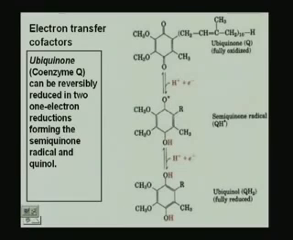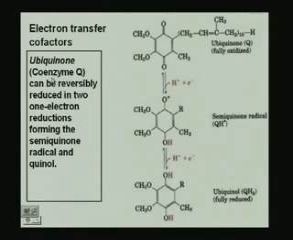So, it is useful when we get into the reactions that are actually going to be taking up the protons and the electrons for the transfer of the protons from where? From the matrix space to the intermembrane space. So, we have the coenzyme Q or ubiquinone, which is actually coenzyme Q or just Q as I said. This can be reversibly reduced in 2 one-electron reductions, forming the semiquinone radical and finally the quinol. So, that is where its importance lies.